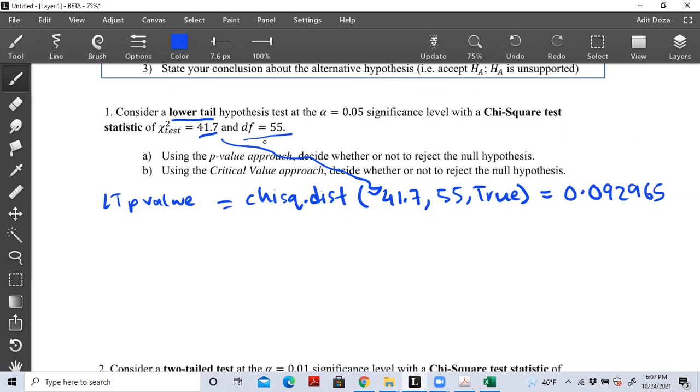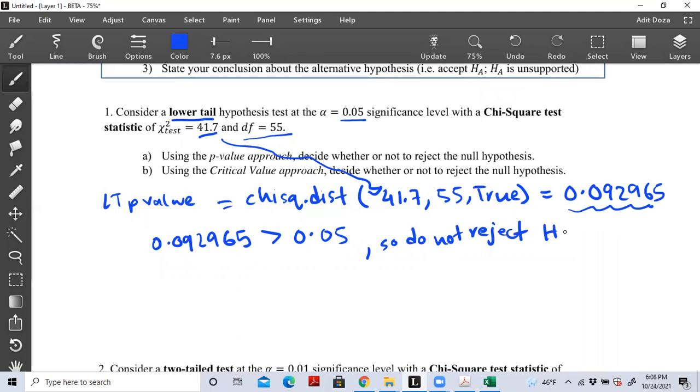Okay, so should we reject or not reject in this case? Our p-value is greater, right? It's not less than alpha. The p-value has to be less than alpha to reject. Because it is not less than alpha, we do not reject H naught. That means HA is unsupported.